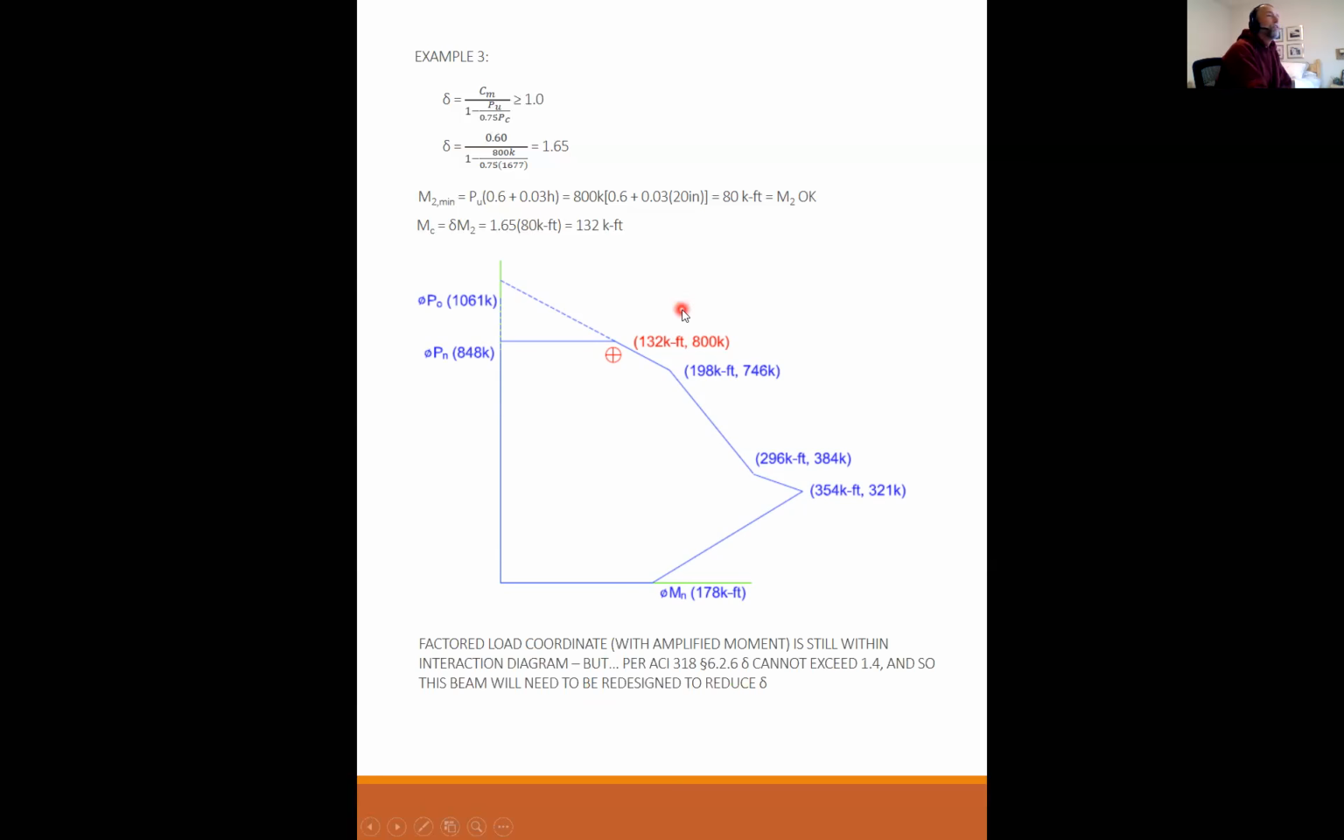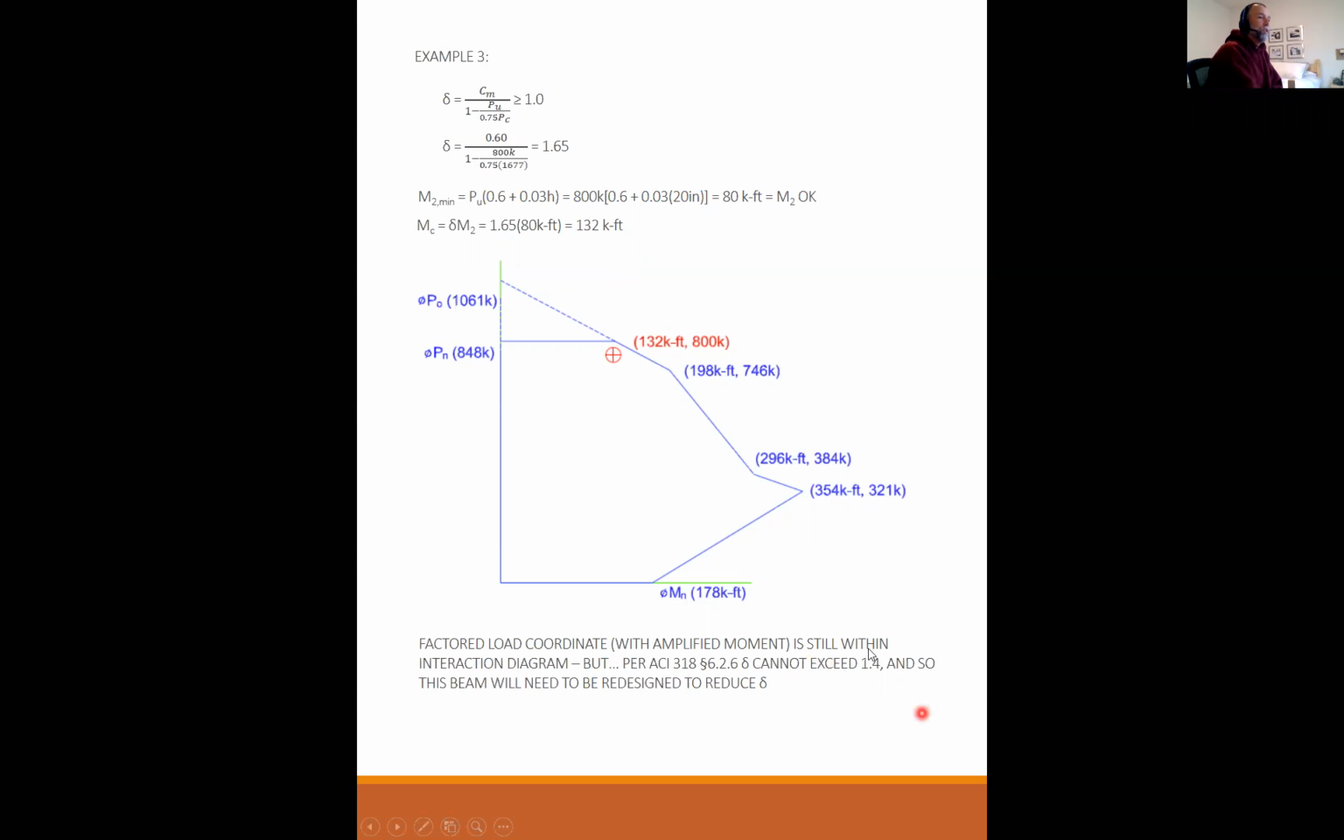So I think what they're doing is, see, this is 1.65. It can't be more than 1.4. And I think they do that because there's so much uncertainty in what it actually takes to buckle a concrete column that if you're amplifying it more than 40%, they basically feel that you just don't really have a good control over what this column really wants to do. So they send you back to the drawing board and say, no, make it a little bit bigger. Let's get this thing under control.